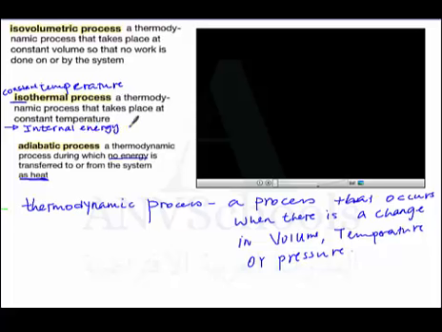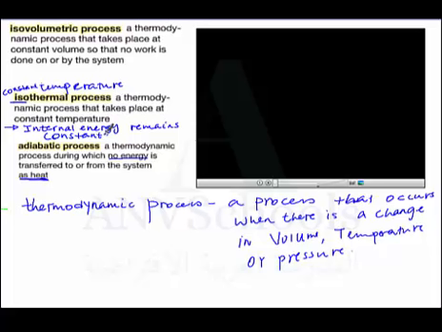The internal energy remains constant because the internal energy of a system is directly proportional to the temperature. As the temperature increases, the motion of the particles also increases, because temperature is a measure of the average kinetic energy of the particles. So as the temperature increases, the kinetic energy of the particles increases. The particles start to move randomly everywhere. So as the energy increases, its internal energy is also increasing.